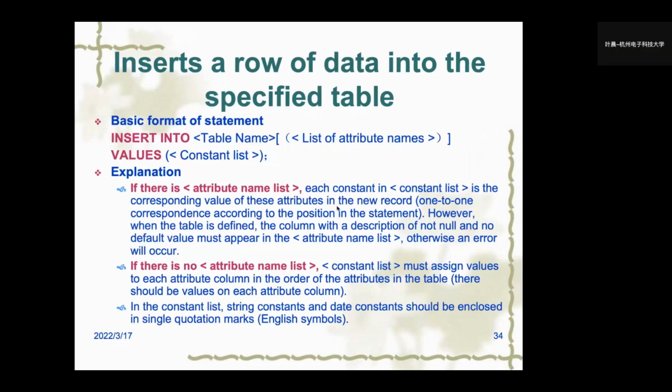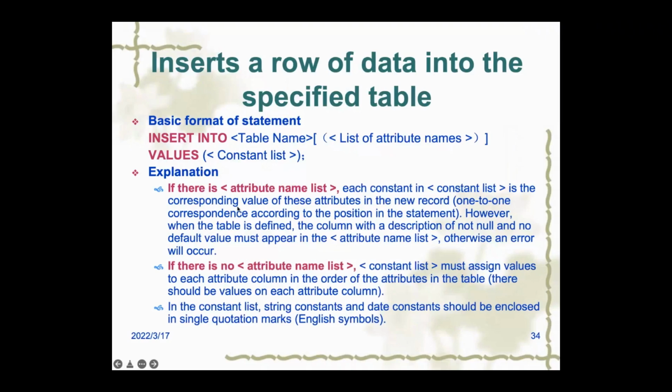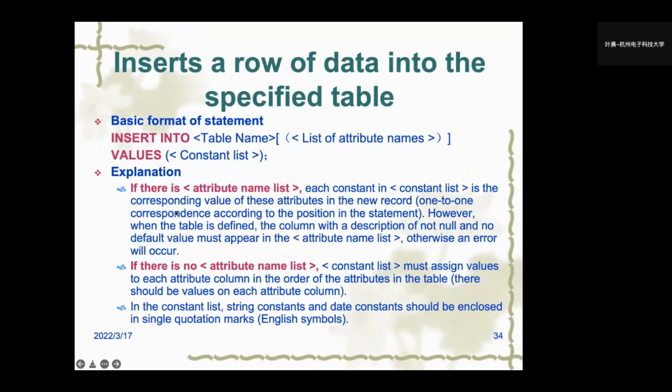For example, if you want to insert a row of data in the specified table, we can use INSERT INTO this table name, and insert the information we call VALUES, which is a constant list. So here we give the implementation of the statement. If there is an attribute name list, each constant in the constant list is the corresponding value of these attributes in the new record, which we call one-to-one correspondence according to the position in the statement.